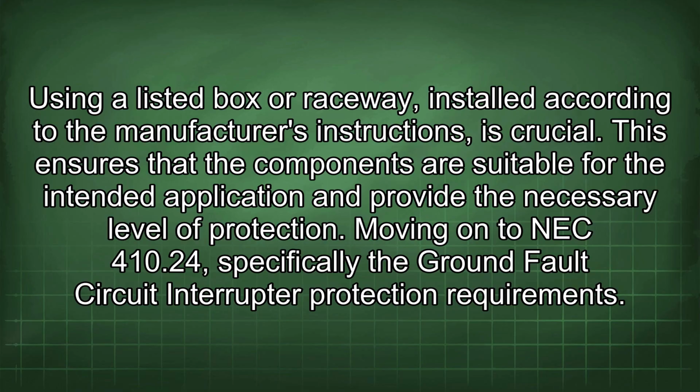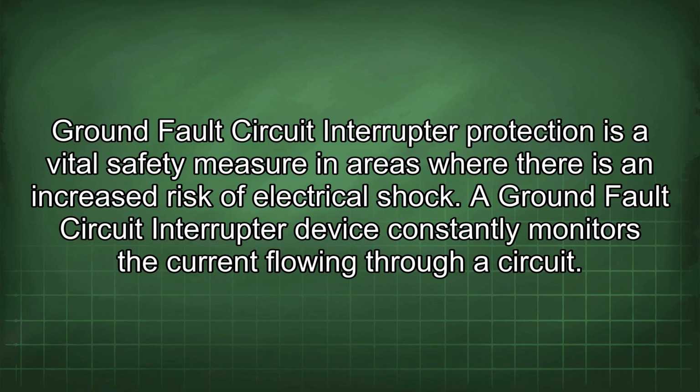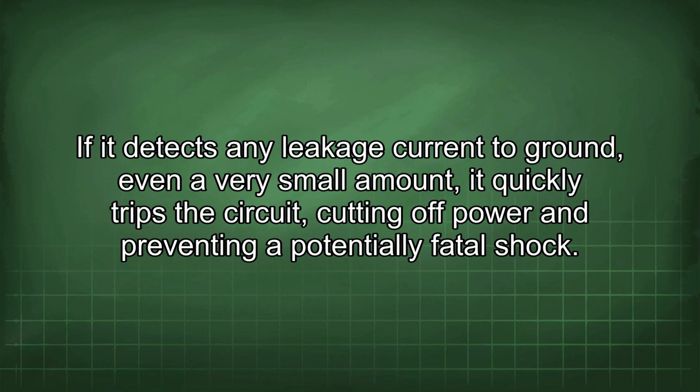Moving on to NEC 410.24, specifically the ground fault circuit interrupter protection requirements. Ground fault circuit interrupter protection is a vital safety measure in areas where there is an increased risk of electrical shock. A ground fault circuit interrupter device constantly monitors the current flowing through a circuit. If it detects any leakage current to ground, even a very small amount, it quickly trips the circuit, cutting off power and preventing a potentially fatal shock.